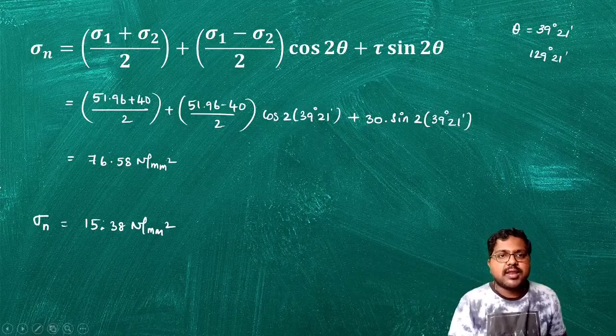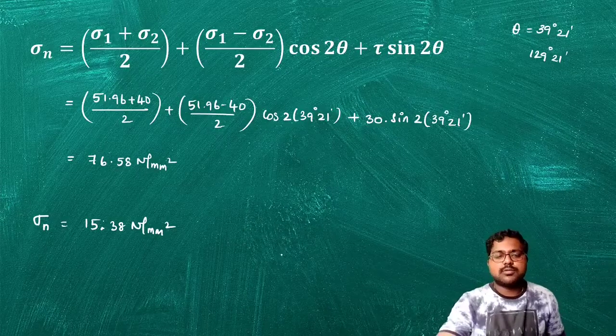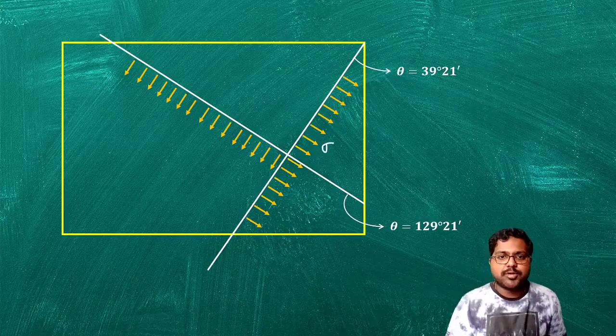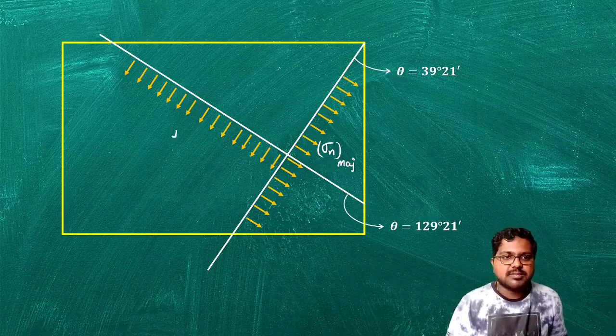So we can calculate these major and minor principal stresses by using the direct formula, or we can use the formula for normal stress acting on an oblique plane. If we see this in a diagrammatic representation, the plane making an angle of 39 degrees 21 minutes has sigma n major, and the plane at 129 degrees 21 minutes has sigma n minor.